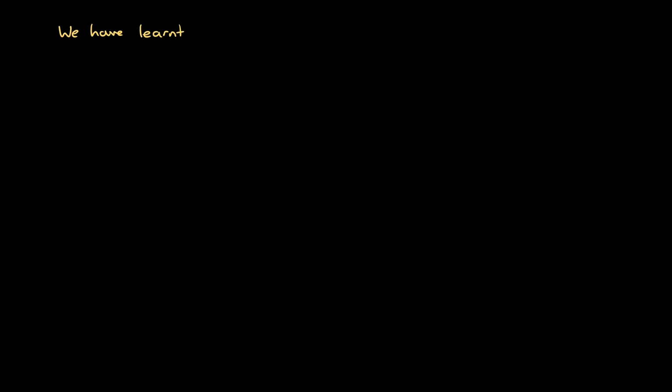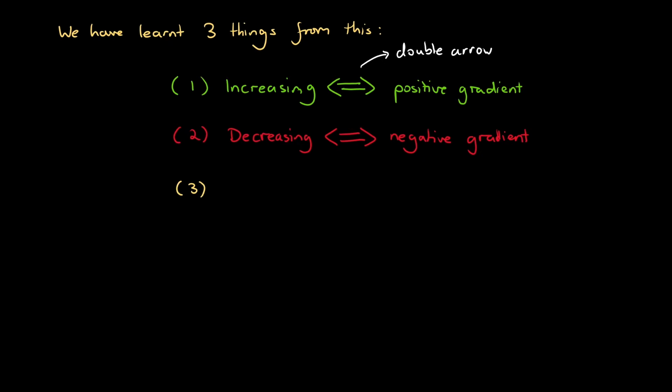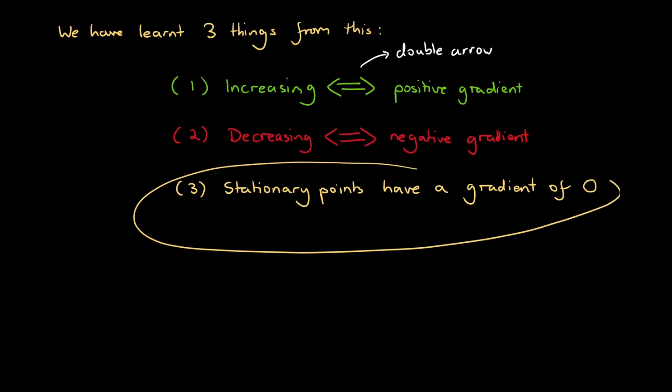So we have learnt three things from this. First, when a function is increasing, it has positive gradient. And this double arrow here just means it goes both ways, so a positive gradient also means that a function is increasing. The second thing that we learned is that a decreasing function has negative gradient and vice versa. And finally, the third and most important thing that we've learned is that stationary points have a gradient of 0.